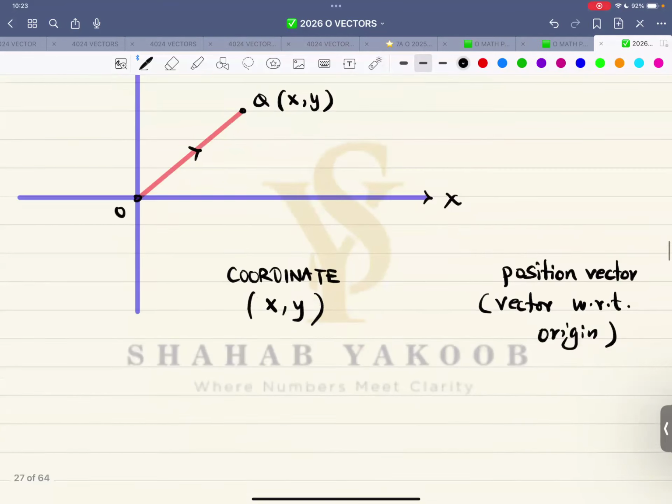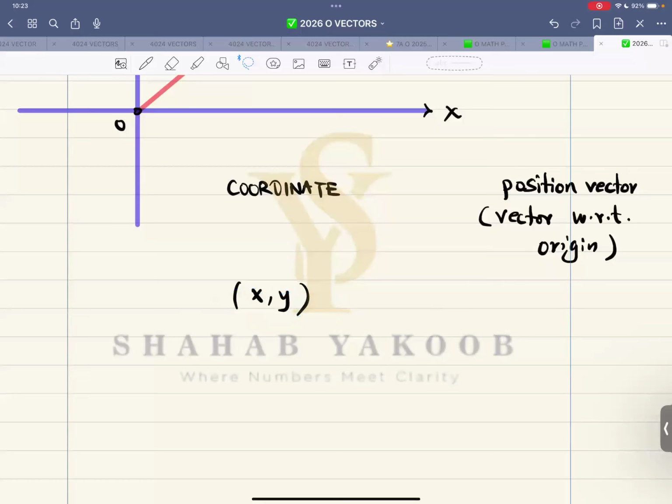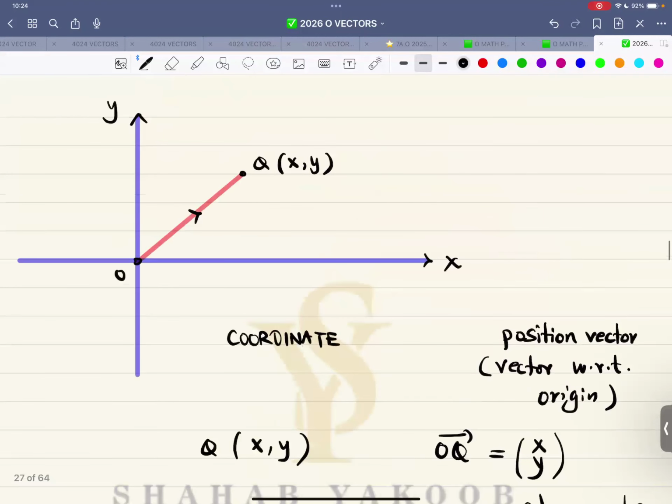WRT means with respect to. So a coordinate such as x comma y can be written as a position vector. This is Q, so it can be written as OQ, and like a column vector, this is x, this is y. This format is known as a column vector. You write x at the top, you write y at the bottom. So basically, going from O to Q, go x units to the right, go y units up, and that is how you will reach it. Very simple.